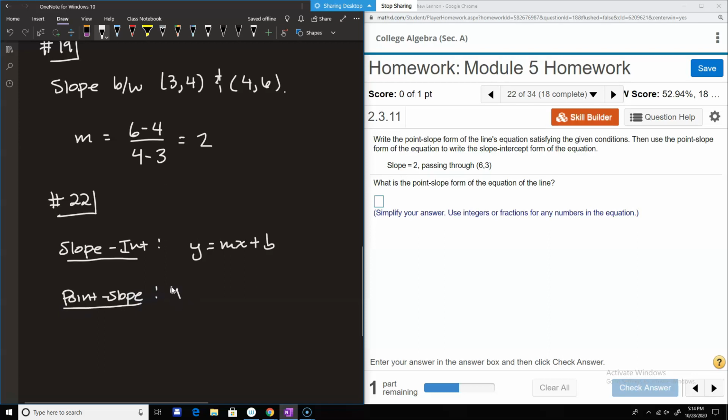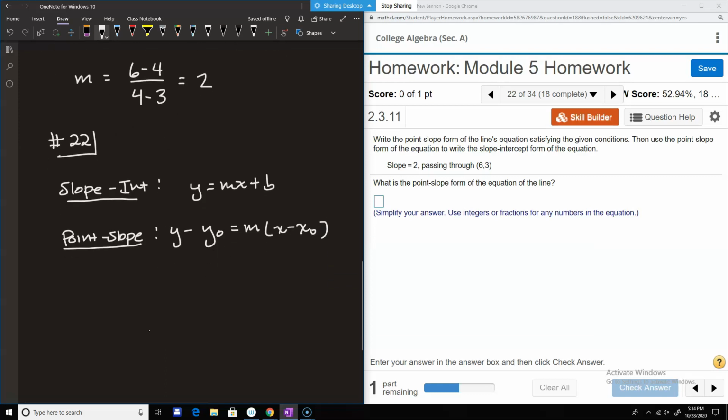So that's y minus, I don't know which form you like, if you like to use subscripts or not. When I first learned, they would use h and k for the point on the line, but I think nowadays they like to use y0 and x0. So y minus y0 equals m times x minus x0. So here, m is still the slope, but now x0 comma y0 is any point on the line.